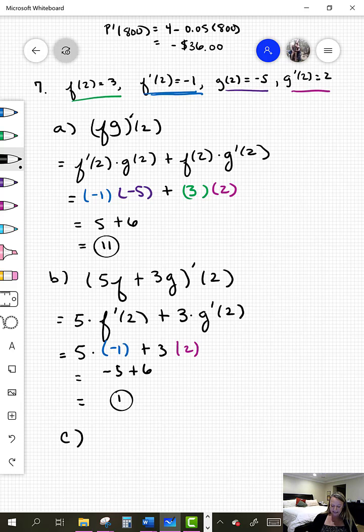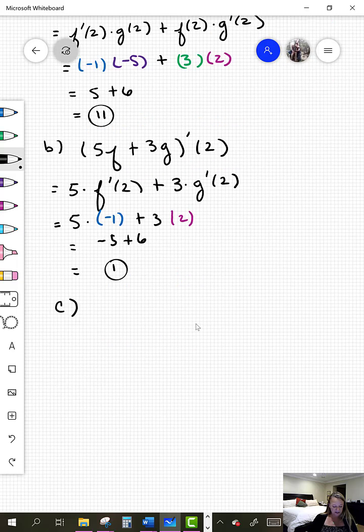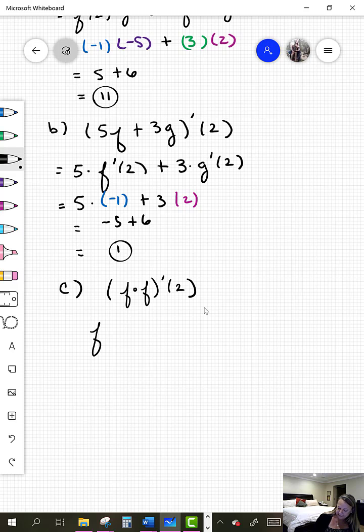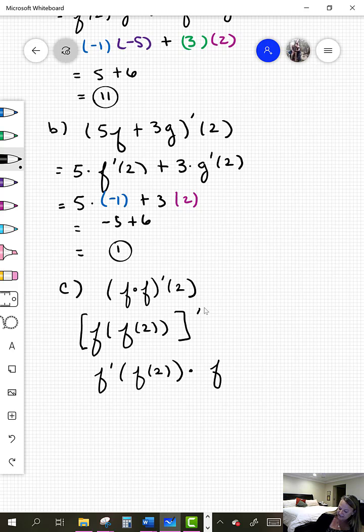So C, f of f prime of 2. So we need to use the chain rule here. This is the same thing as looking at f of f of 2 and looking at the derivative of this. And so this is f prime of the inside, f of 2, all times the derivative of the inside, f prime of 2.